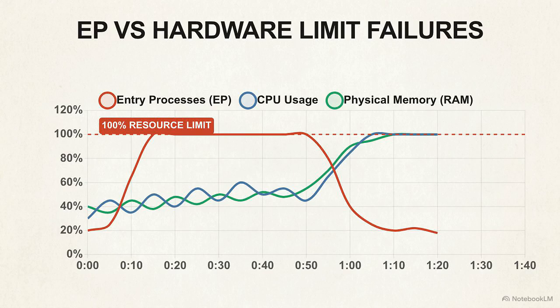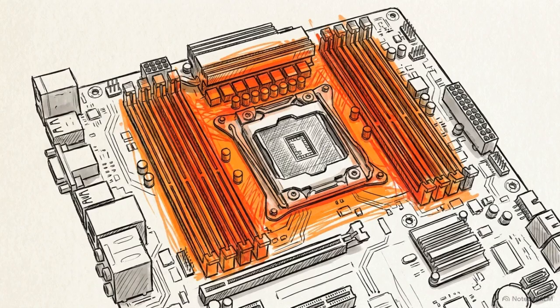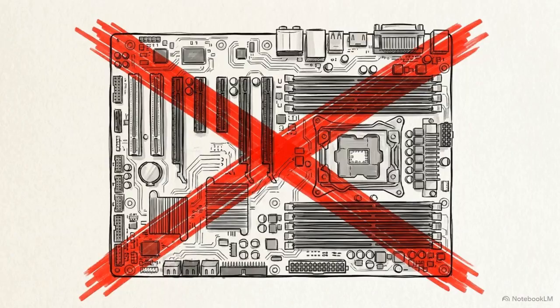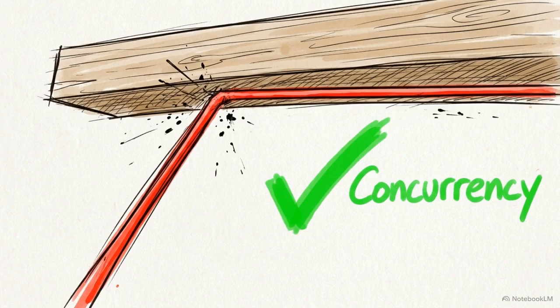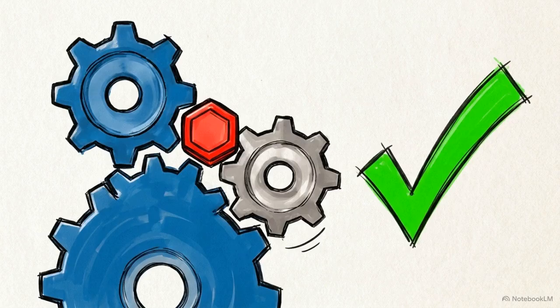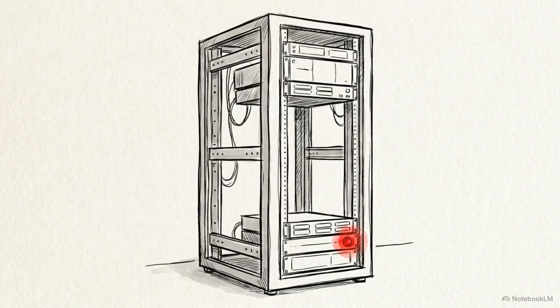If you see your memory or CPU graphs pegged at the top instead, you are dealing with a completely different hardware limit, and the fixes we are about to cover will not solve your problem. When the EP graph flatlines while other metrics have headroom, the bottleneck is confirmed as a concurrency event rather than a general lack of hardware resources.